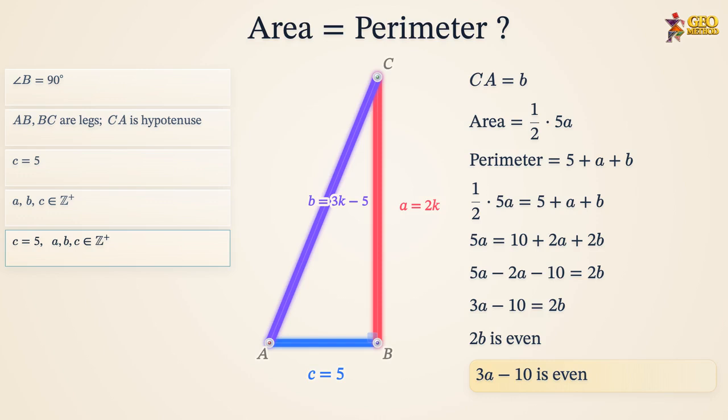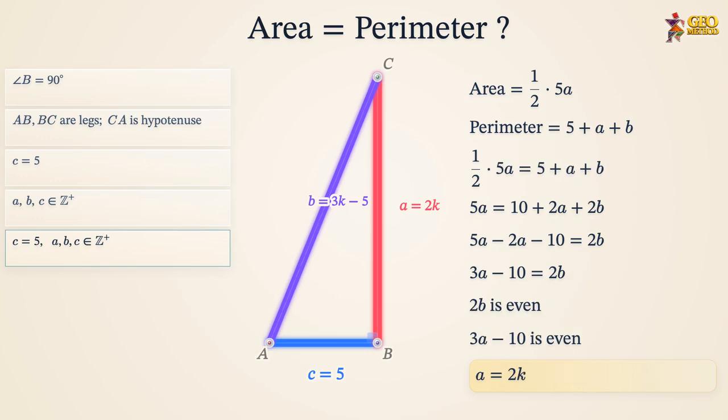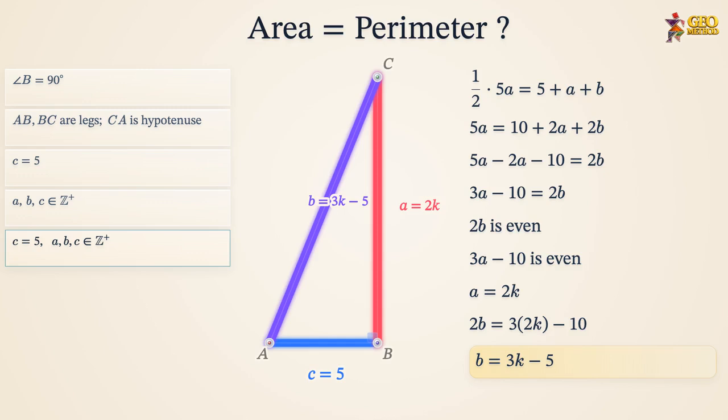This is the whole point of isolating b first. An odd multiple of a minus an even number is even only when a itself is even, so write a as 2k. Substitute a equals 2k back into the same relation, and the hypotenuse becomes 3k minus 5.